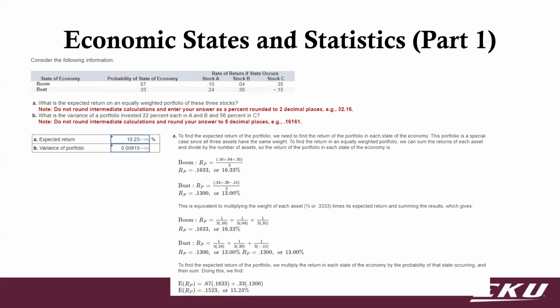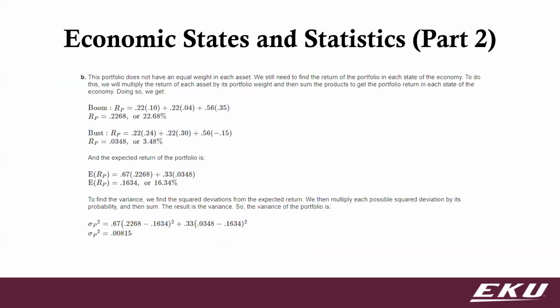Okay, and so calculating variance, like we've calculated our average, we're going to have to calculate the return of the portfolio in each of those two states, the boom and the bust economy. But remember, it's 22% A, 22% B, and 56% C. So we're going to weight them that way instead of 1/3 each. And so our returns would be 22.68% in the good time, 3.48% in the bad time. We just multiply each of those returns times the probability, and that gives us what the expected return is.